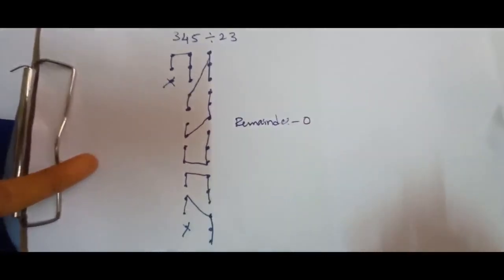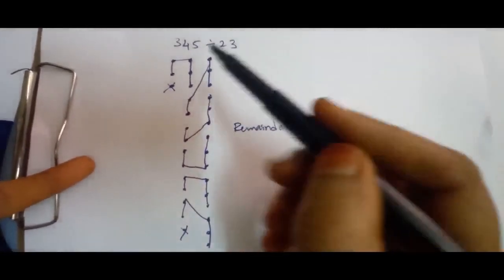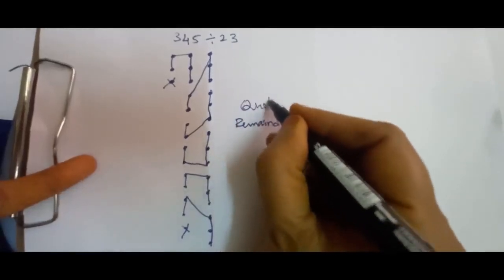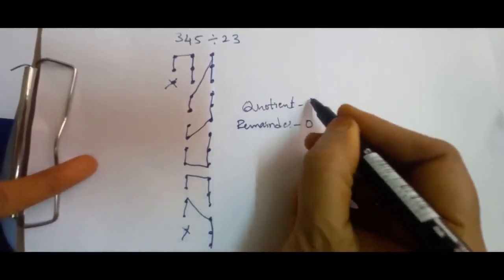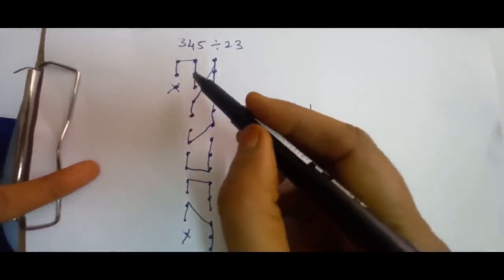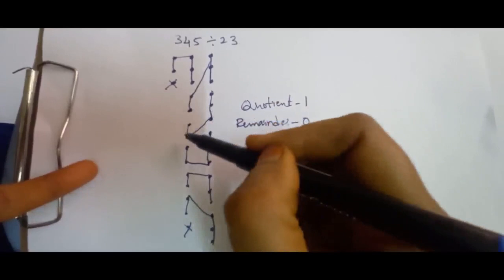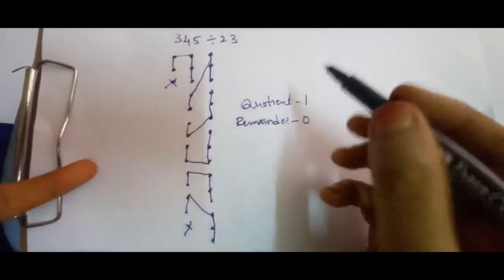Okay. Next, what about the quotient? See here 1. Next, in the second column, we need to take starting points, not ending points. So 1, 2, 3, 4, 5.